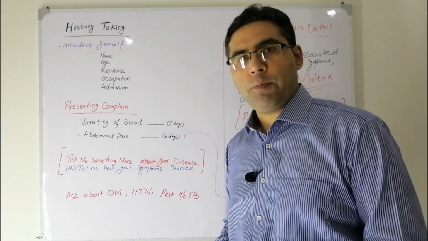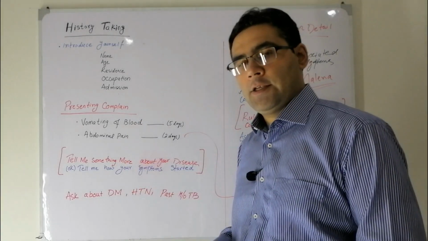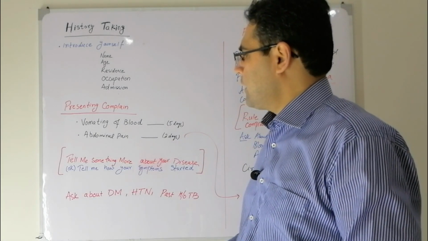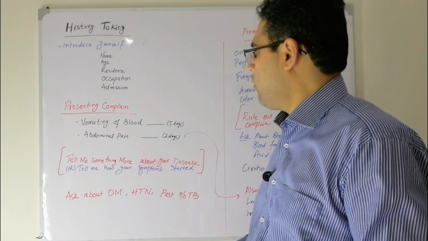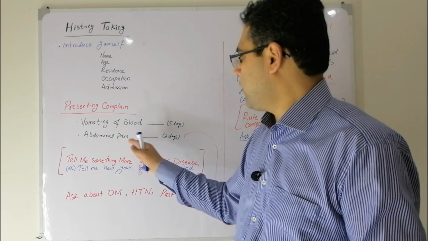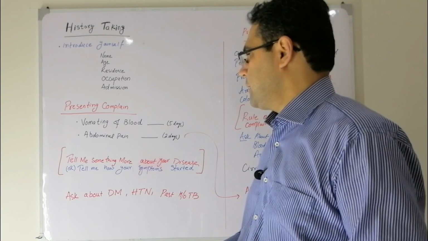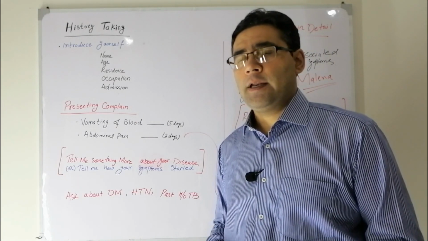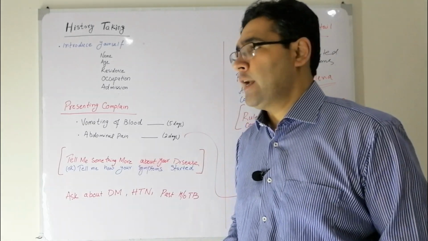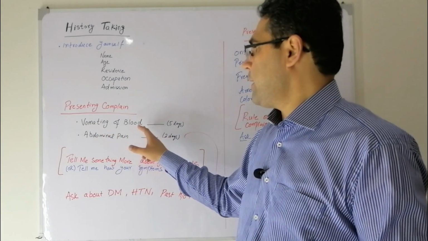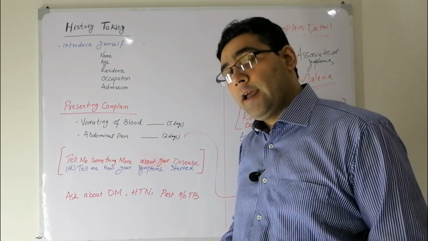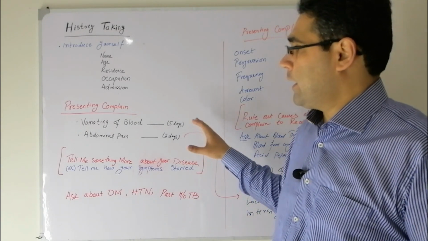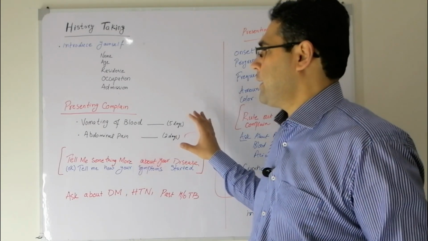Then comes the most important part of the history, presenting complaint. Here I have given an example like vomiting of blood from 5 days and abdominal pain from 2 days. Presenting complaint should be in the patient's own words. It should not contain medical terminology, like vomiting of blood should be written here instead of hematemesis. Also note that the presenting complaints should be at least 2.